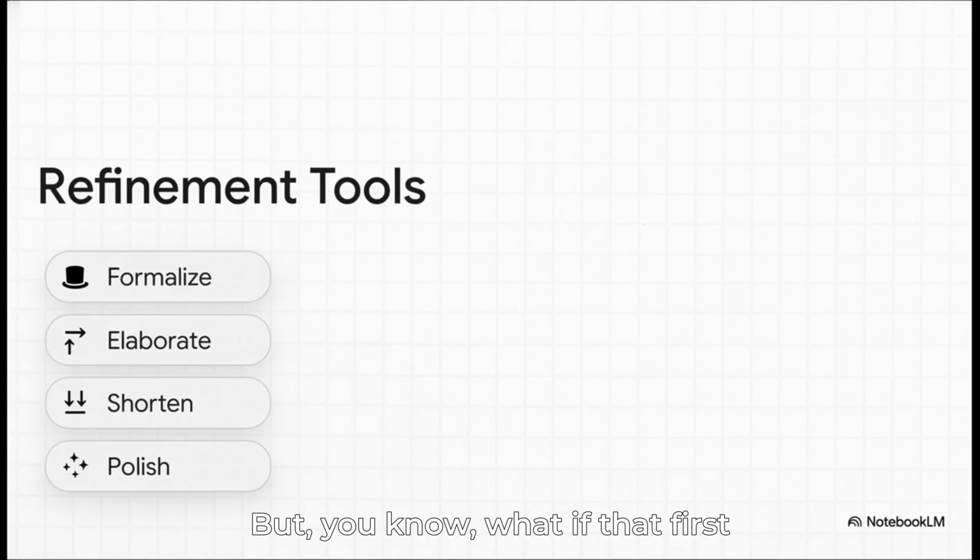But what if that first draft isn't exactly perfect? Well, Gemini gives you one-click refinement tools directly in that Compose window. You can click to formalize the tone if it's feeling a bit too casual.